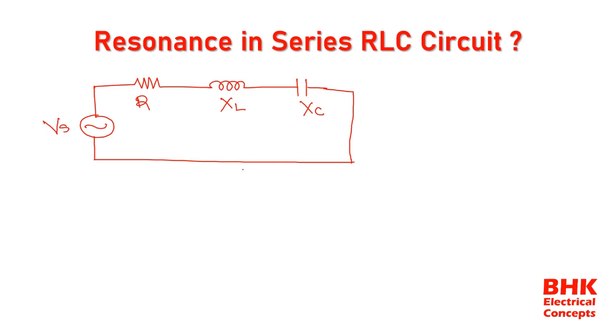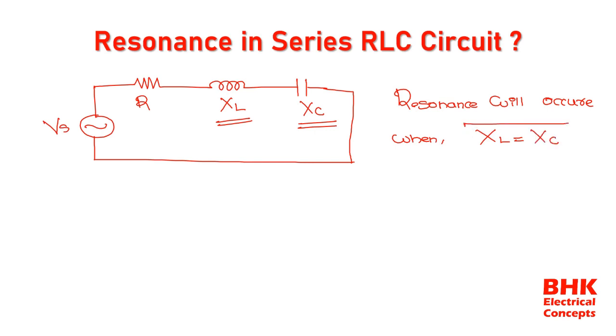In any series RLC circuit, resonance always occurs when the values of XL and XC are both equal. It means in the series RLC circuit, resonance will occur when the value of inductive reactance is equal to the capacitive reactance. When both values are equal in the series RLC circuit, that particular condition we call the resonance condition.